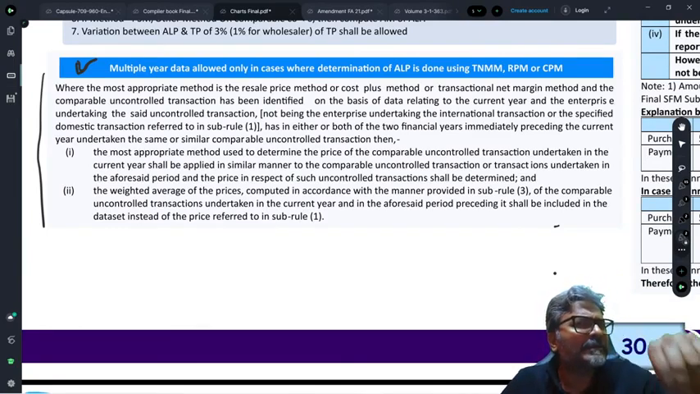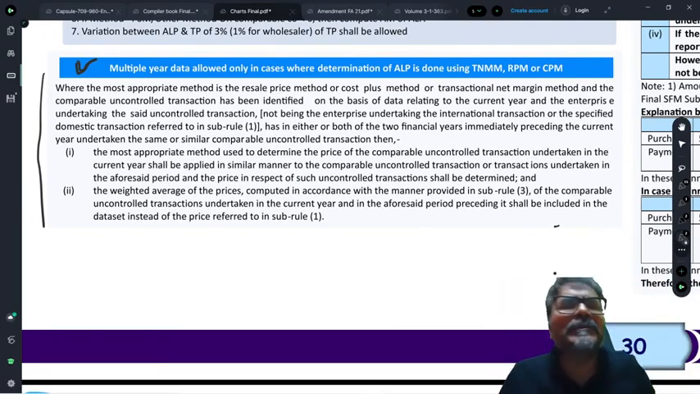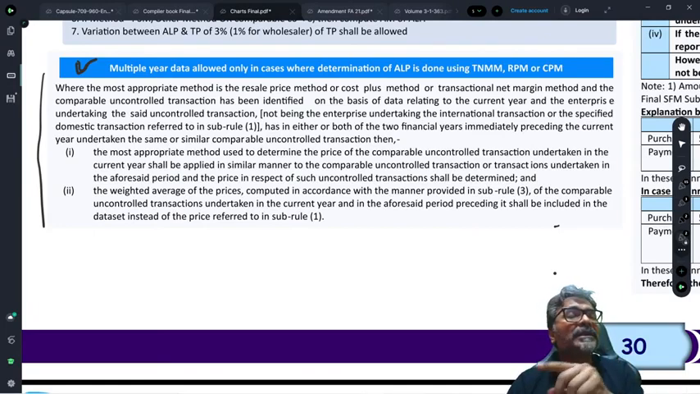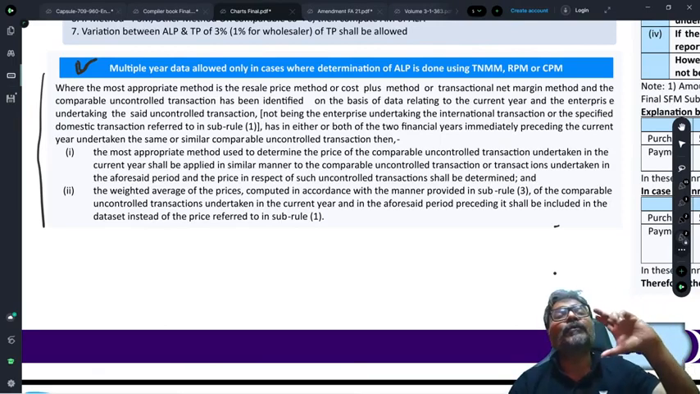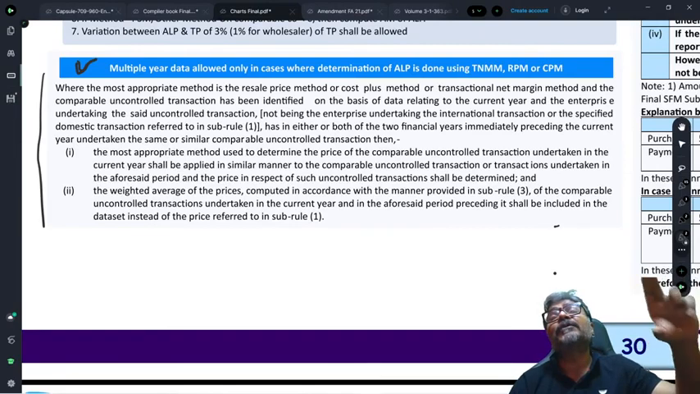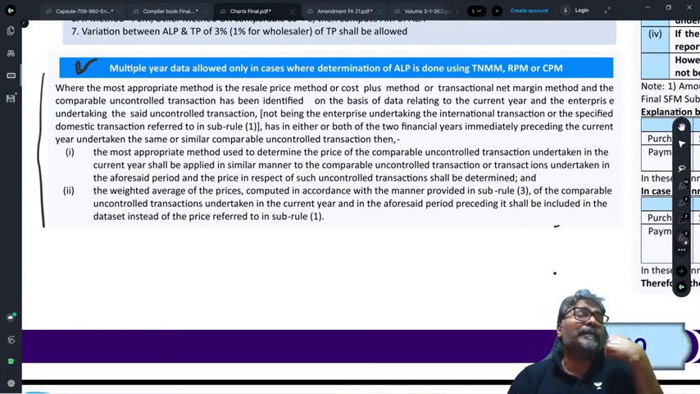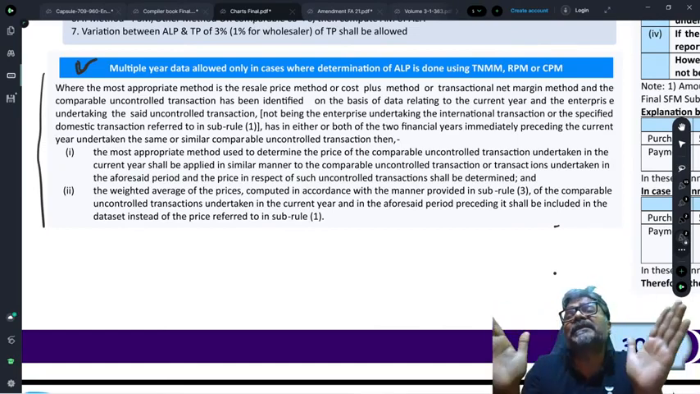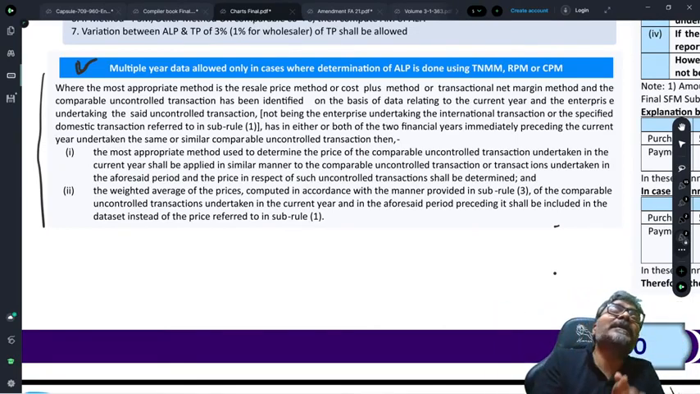Why is this particular concept not applicable in the comparable uncontrolled price method? Why is it that in the comparable uncontrolled price method, this weighted average or multi-year data concept is not made applicable? What is the reason? The reason is very clear. The comparable uncontrolled price method does not talk about the margin. It talks about the absolute number, and it is only one variable that plays out. What is the variable? We are comparing either the cost or the selling price. That is what we are comparing so far as the comparable uncontrolled price method is concerned.